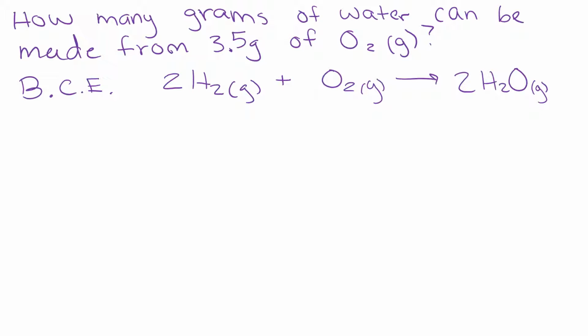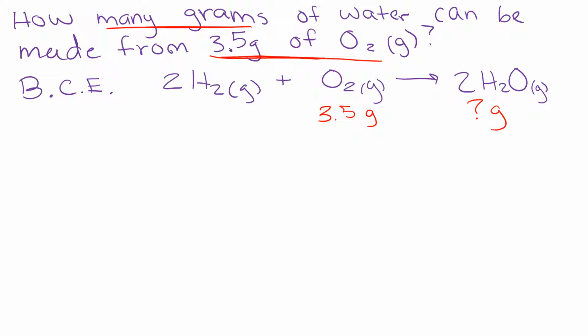So I like to write in what I have and kind of what I want. So I have 3.5 grams of O2. So I like to write it out here, 3.5 grams of O2. And I want my answer in grams of water. How many grams can be made? So I want my answer in grams, and specifically grams of water.